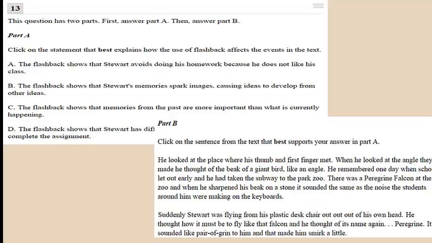To do number 13, students need to know what a flashback is and why the author might use a flashback. Talking about author's purpose and intentions seems to be an important theme that runs through both the informational text and literature text sample test items. The answer to part A is B. In part B, the sentence that best supports that is the one that starts with "Suddenly Stuart was flying" at the beginning of the second paragraph.